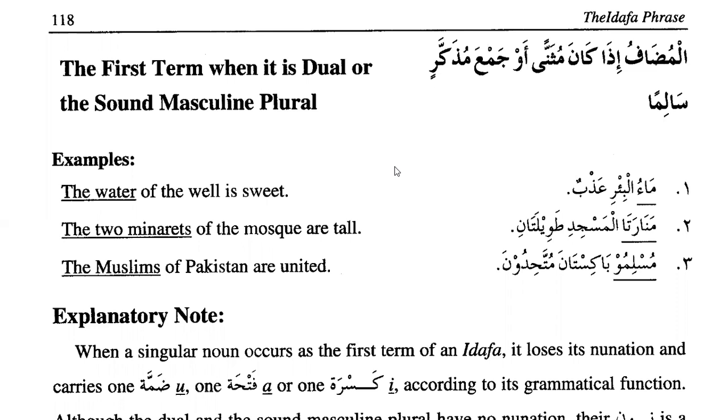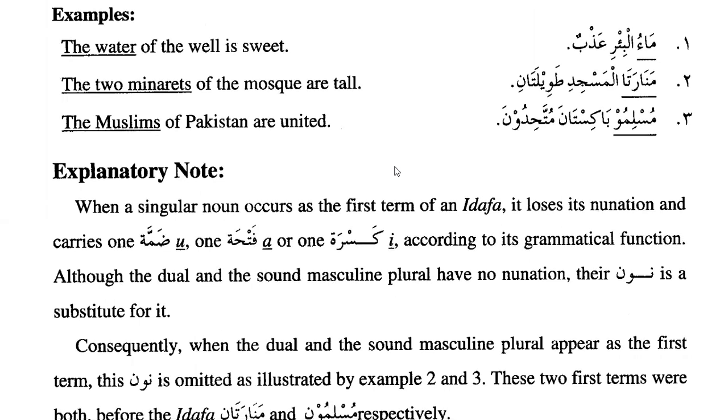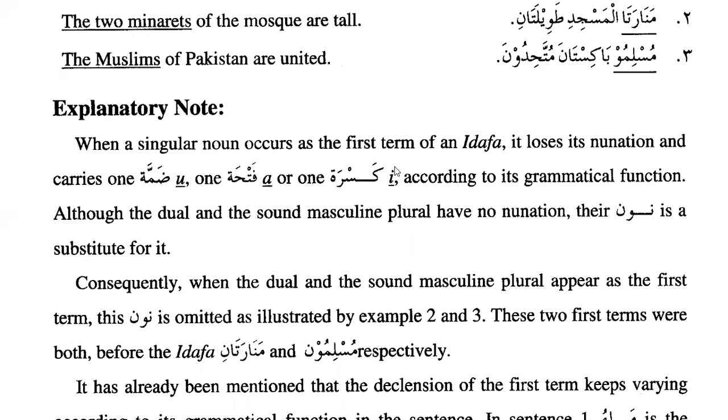Muslimu Pakistan muttahidun. Explanatory note. When a singular noun occurs as the first term of an idafa, it loses its nunation and carries one dhamma, one fatha, or one kasra, according to its grammatical function. Although the dual and the sound masculine plural have no nunation, their nun is a substitute for it. Consequently, when the dual and the sound masculine plural appear as the first term, this nun is omitted, as illustrated by examples 2 and 3.